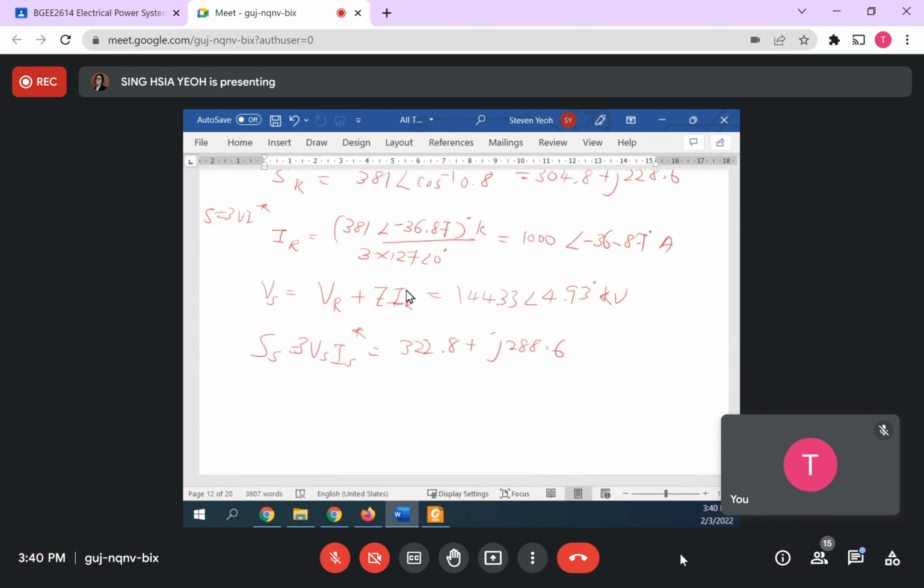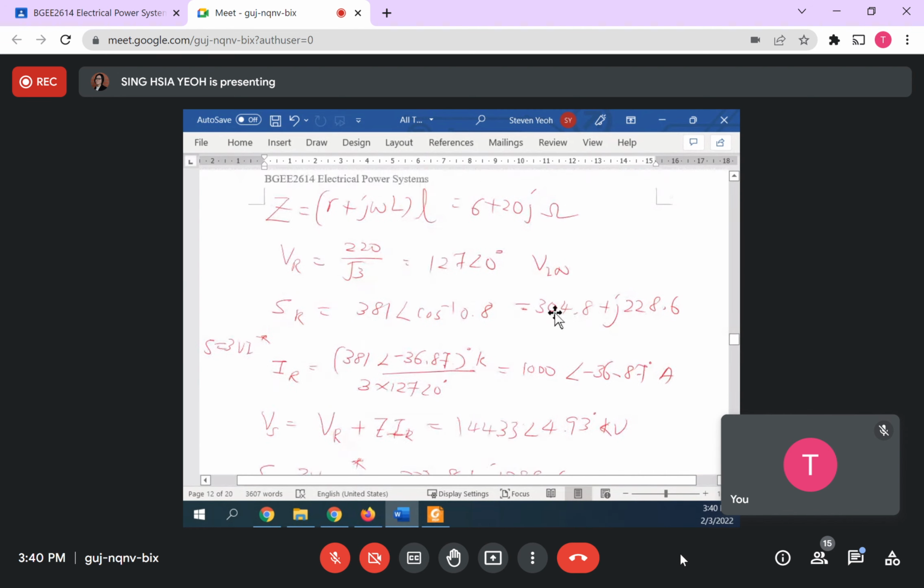Voltage regulation, no need to do. Efficiency equals P receiving end divided by P sending end, which is 304.8 divided by 322.8. So you get 0.944. 322.8 here, 304.8 here.